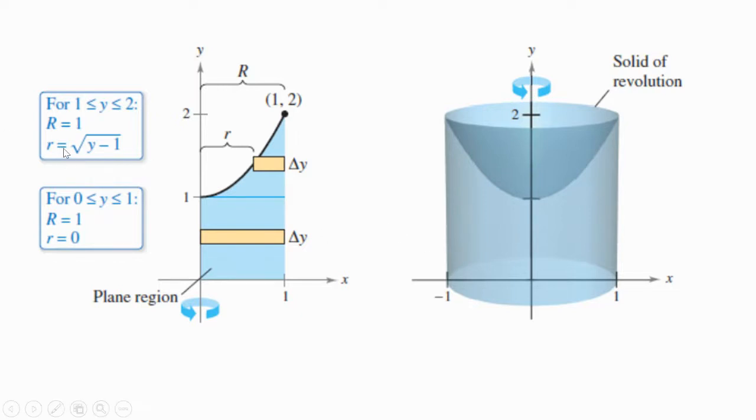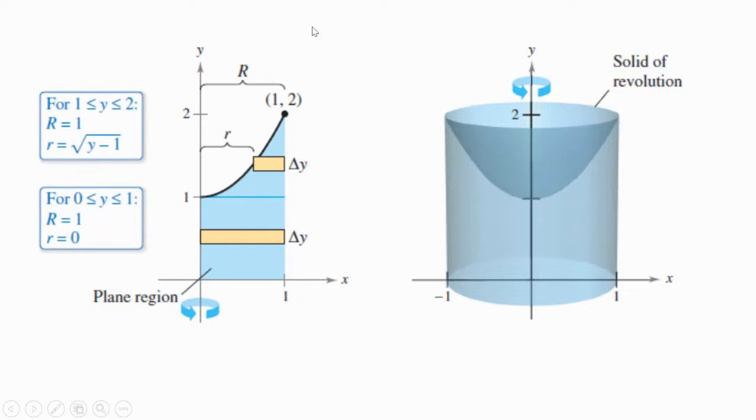So if y equals x squared plus 1, x is equal to the square root of y minus 1. So you see what we're learning here is for y between 0 and 1, the inner radius is 0, and the outer radius is 1. But between 1 and 2, we're still 1 over here, but the inner radius becomes a washer. This is the square root of y minus 1.